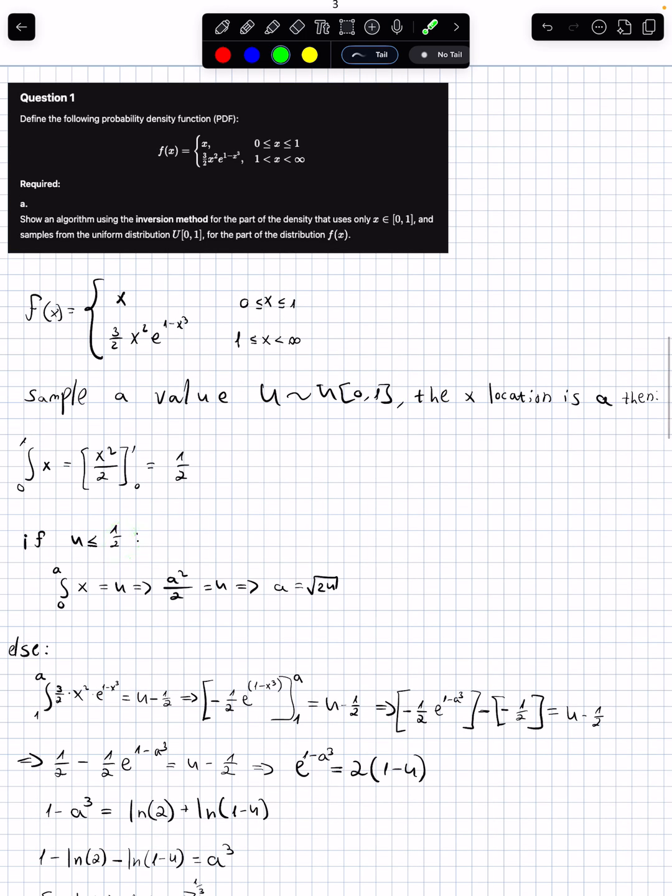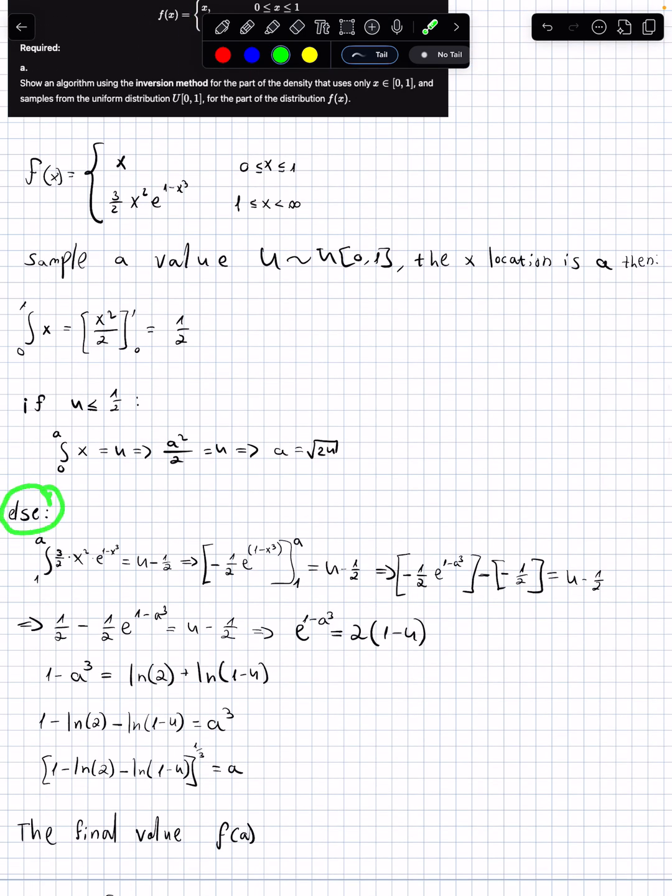So then what I did was, if the value we get is less than half, then what we are going to do is the integral from 0 to a of x needs to be equal to u. What we then do is extrapolate the value. So we did the integral and then we extrapolate the value u needed to be. So the value when u is less than half needs to be the square root of 2u. So this will be the x value in f of x.